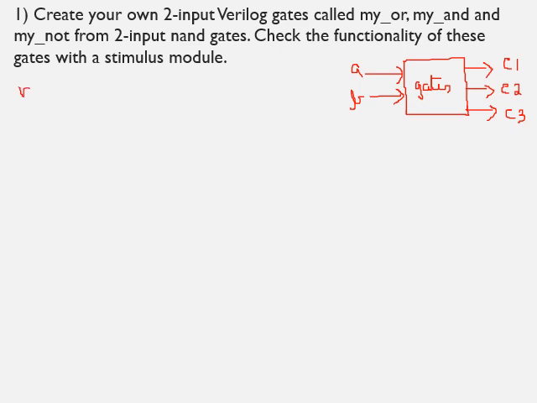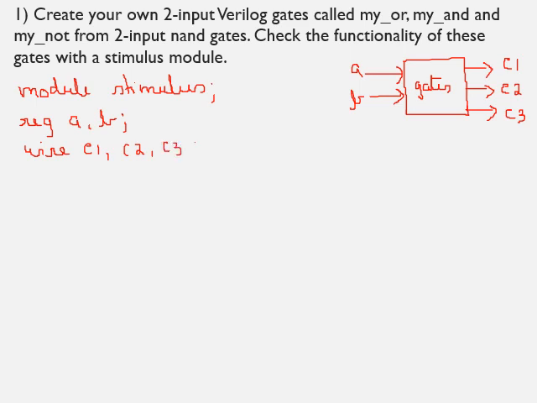So let me call the name of the module stimulus, the stimulus block. Okay, and to avoid confusion, I will use the same signal names. So I will declare A and B as reg and C1, C2, C3 as wire. Now I will instantiate. The module is gates. Let me give the instance name as G1, and I will connect it by order. So the order is first two are inputs and next three are outputs.